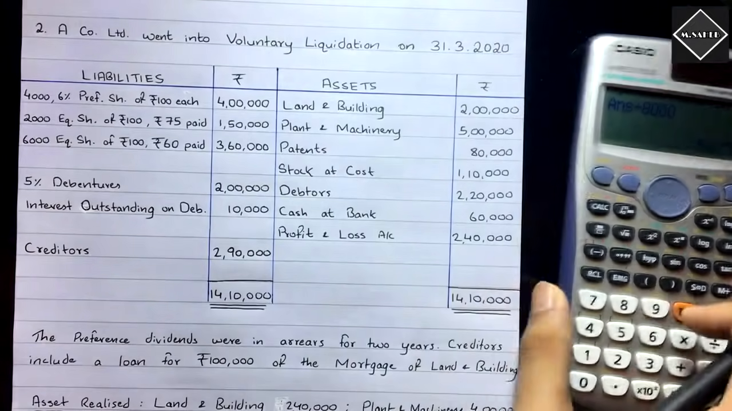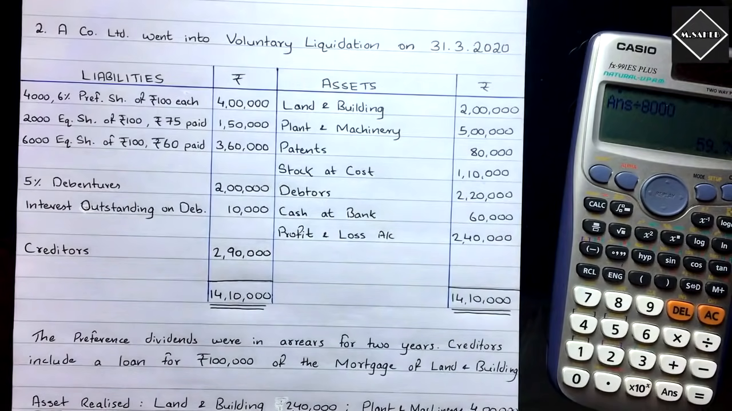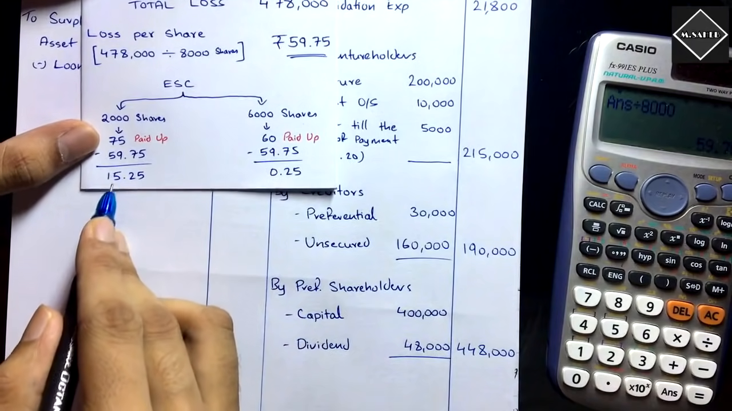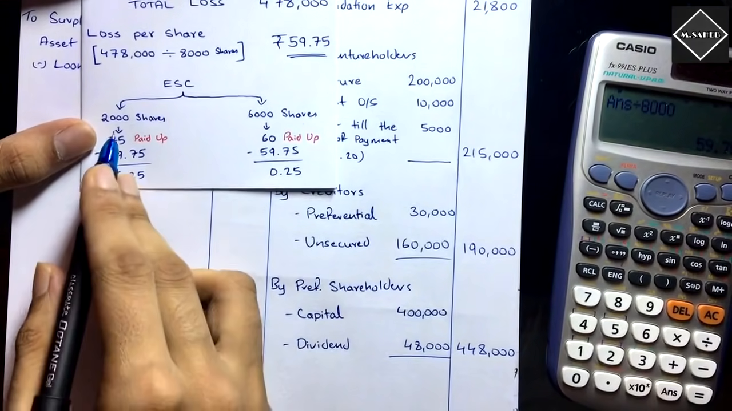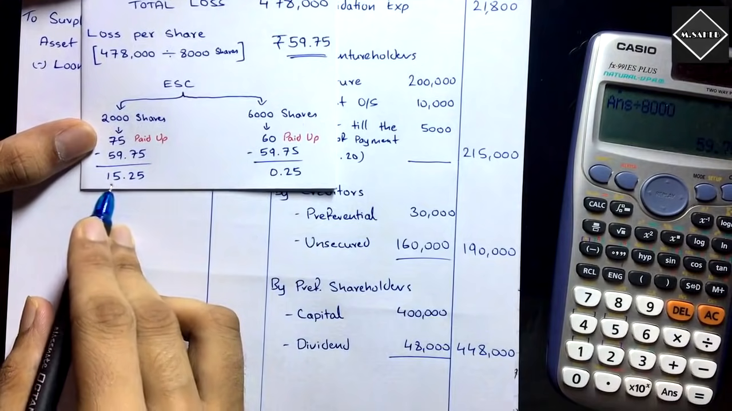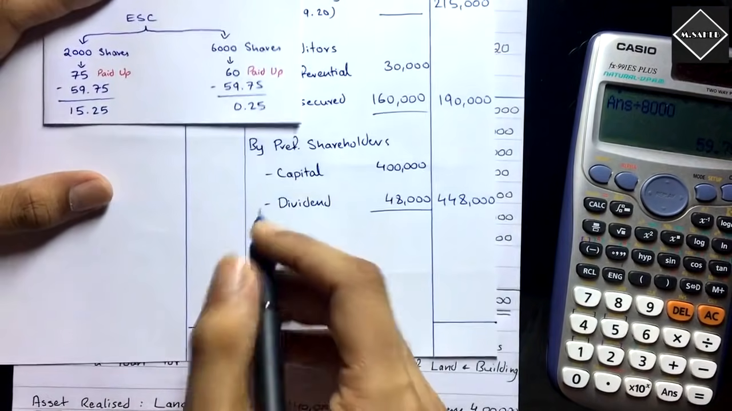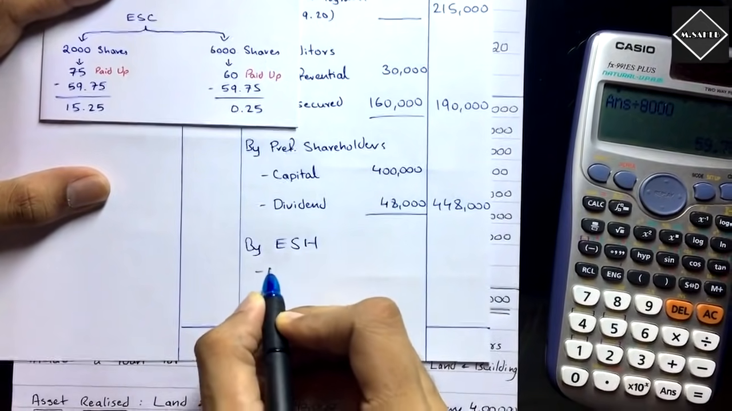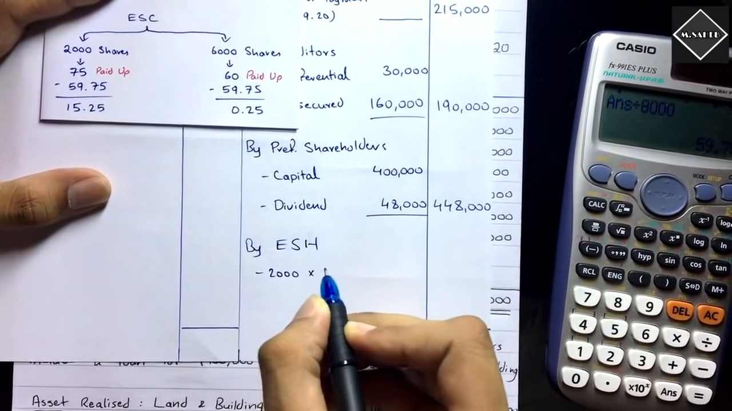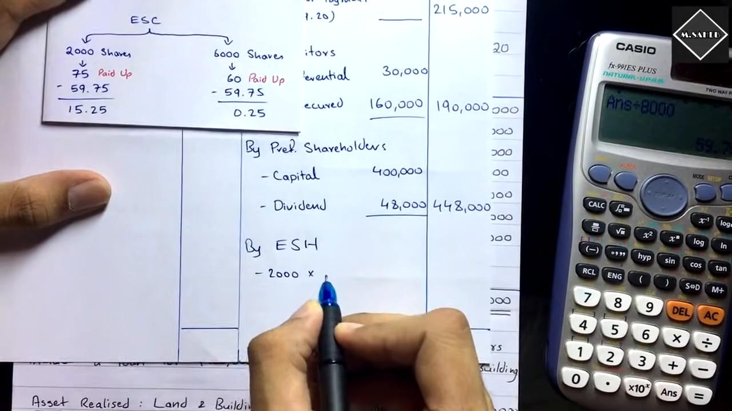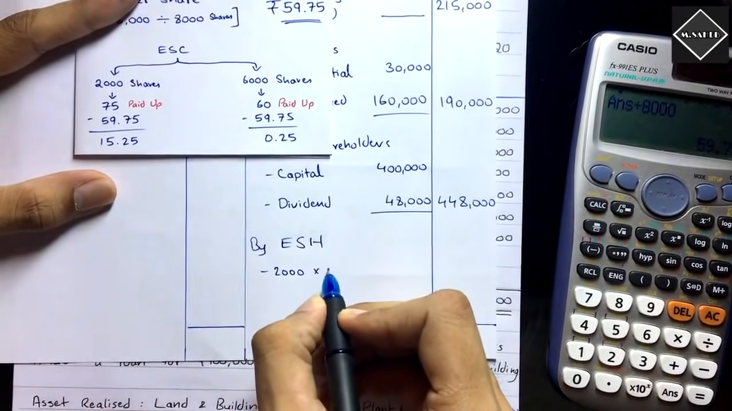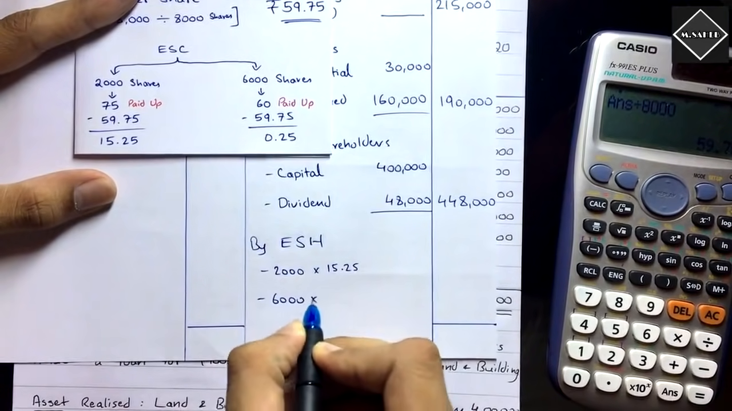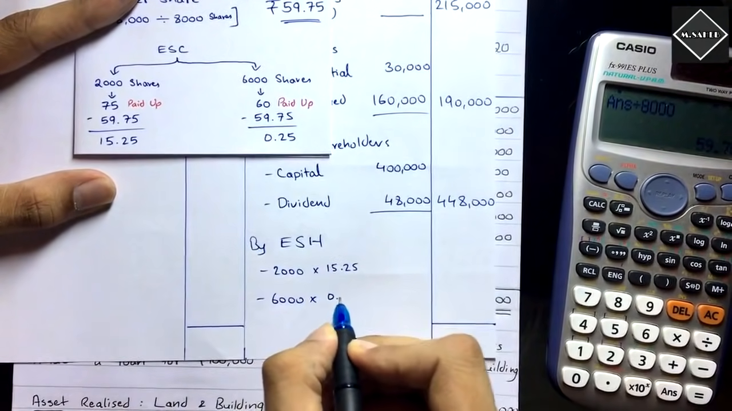So now let's write that down in the liquidator's final statement account. What are we going to do? See here, it's very simple. As here 75 minus 59, it is 15.25. So from 2,000 shares, we are going to refund this much money. Okay, so this is what we have to write. See here, by equity shareholders on 2,000 shares, we are going to refund 15.25. And on 6,000 shares, we are going to refund 0.25 rupees.